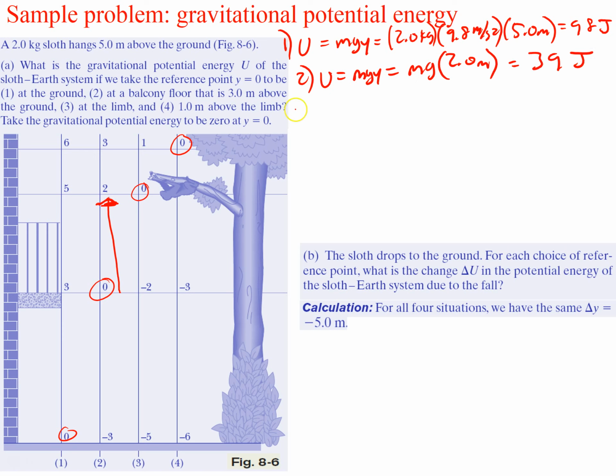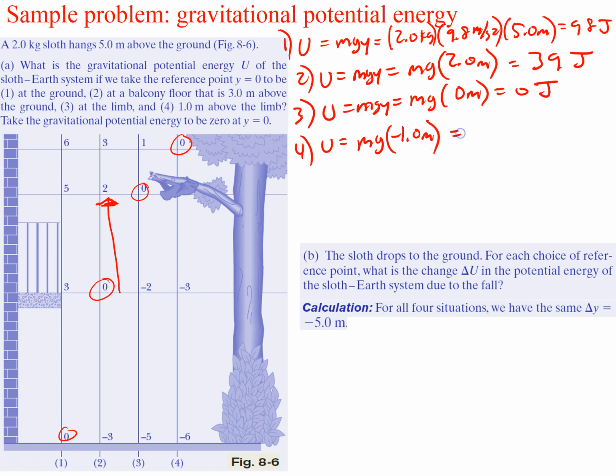Okay. 3, potential energy is mgy. So now we're saying our limb is our reference point, so our limb is our 0 position for the distance. So this is going to be mg times 0 meters, so that's just going to be 0 joules, of course. And then for our fourth condition, it's going to be 1 meter above, so it's mg, and now we have a negative 1.0 meters. So we're going to have a negative potential energy, negative 19.6. Well, this is just potential energy, right? It's based off some reference point.